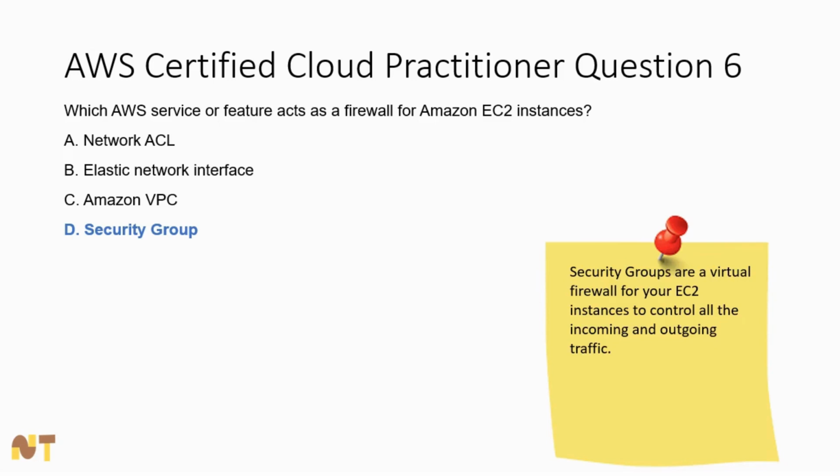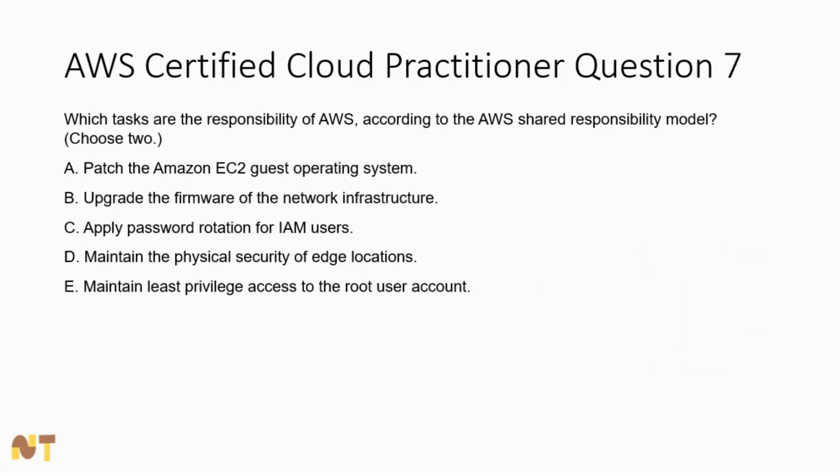Moving on to the next question. Which tasks are the responsibility of AWS according to the AWS shared responsibility model? Patch the Amazon EC2 guest operating systems, upgrade the firmware of the network infrastructure, apply password rotation for IAM users, maintain the physical security of edge locations, maintain least privilege access to the root user account.